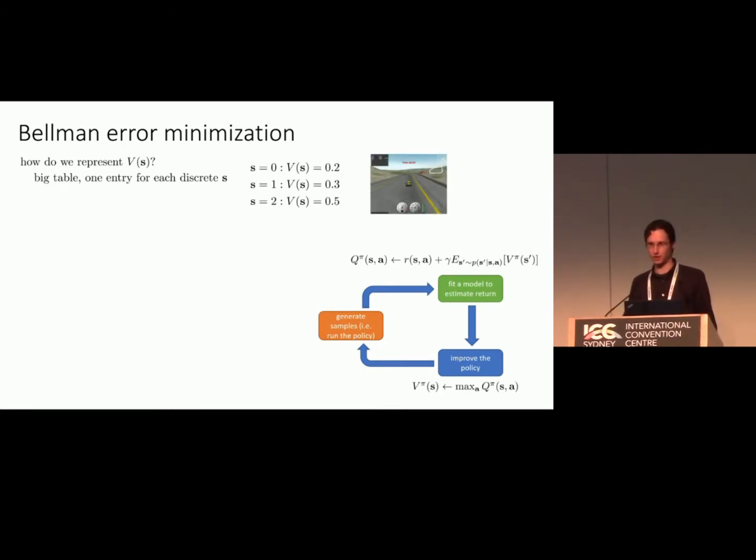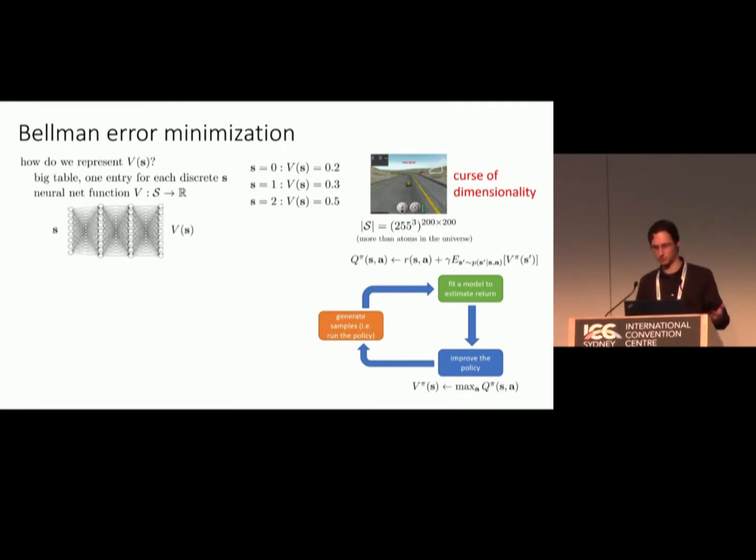So if your states are, for example, pixels in an image, this is like 255 to the third power to the 200 by 200th power. This is more than the number of atoms in the universe, and it's completely intractable. This is called the curse of dimensionality. So in large state spaces, we'd have to use some kind of function approximator, like a neural net.